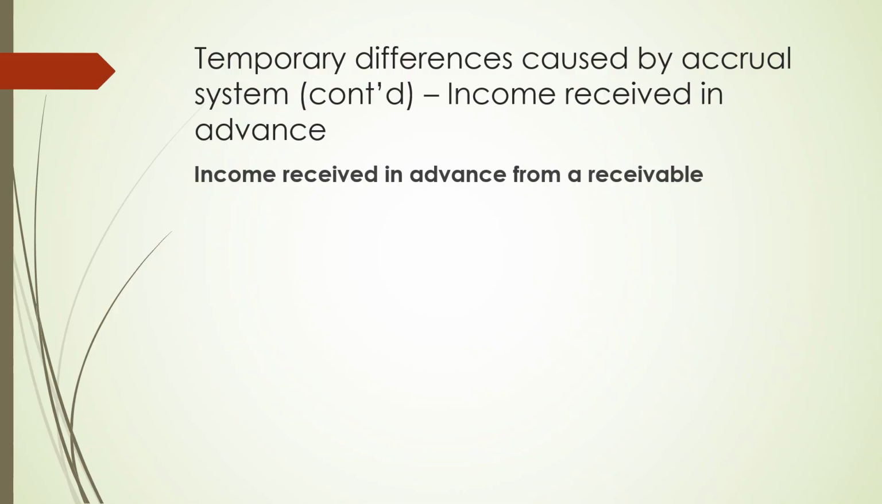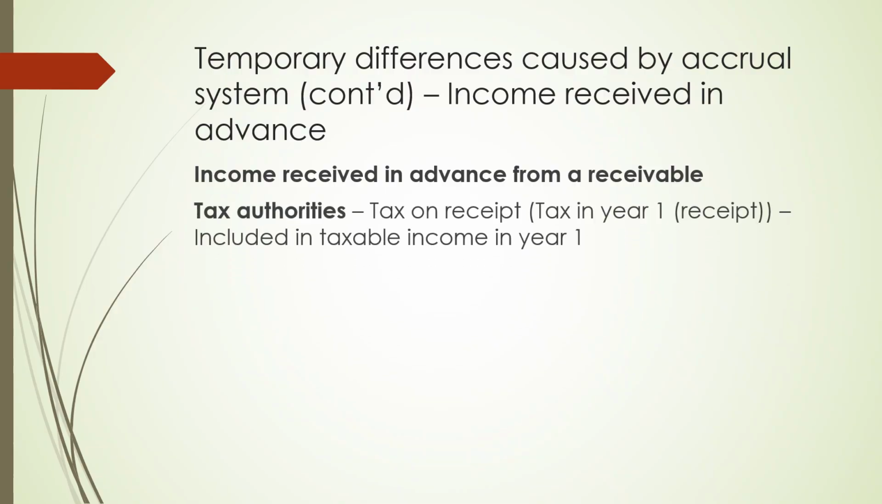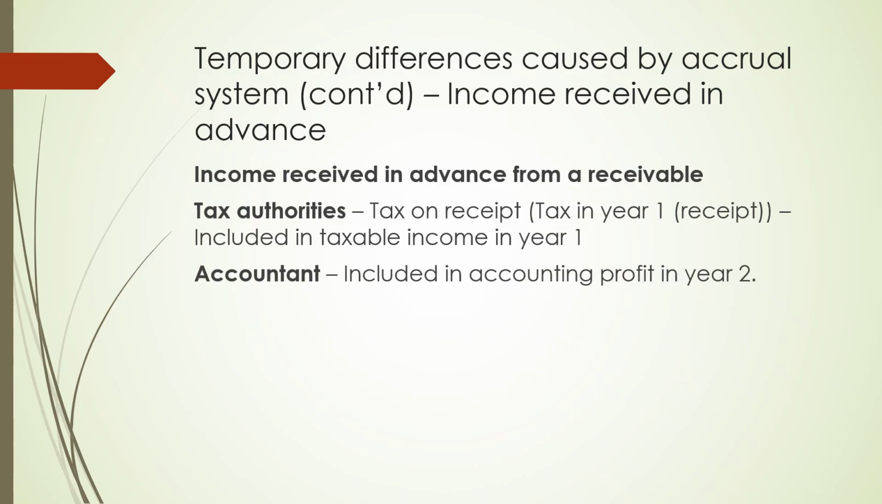Income received in advance from a receivable. The tax authorities will tax the receipt in year one. That is when it is included in taxable income. However, the accountant will include the income in accounting profit in year two. So how will the accountant provide the journal entries in year one and year two?